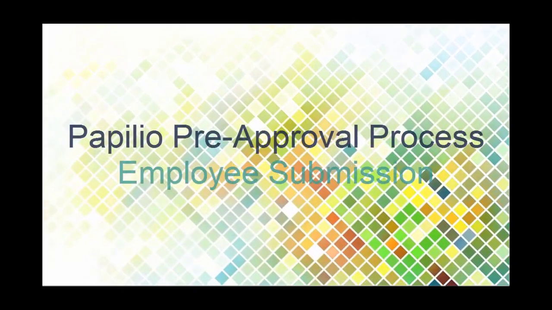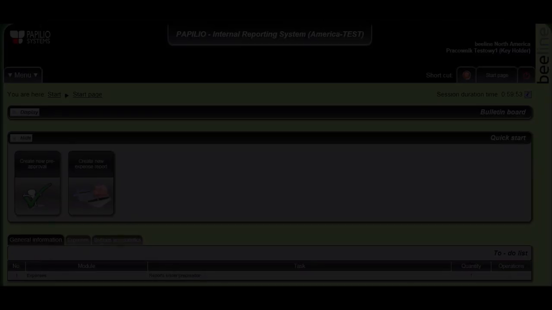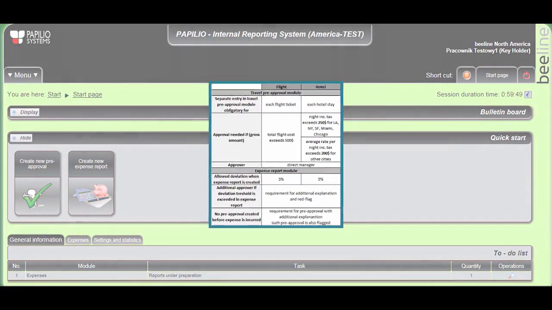In this video, we will be demonstrating the Papilio pre-approval process for employee submission. From your Papilio homepage, you'll see a checkmark button for the pre-approval. This requires quotes for high-cost expenses to help beeliners efficiently follow their travel and expense guidelines.